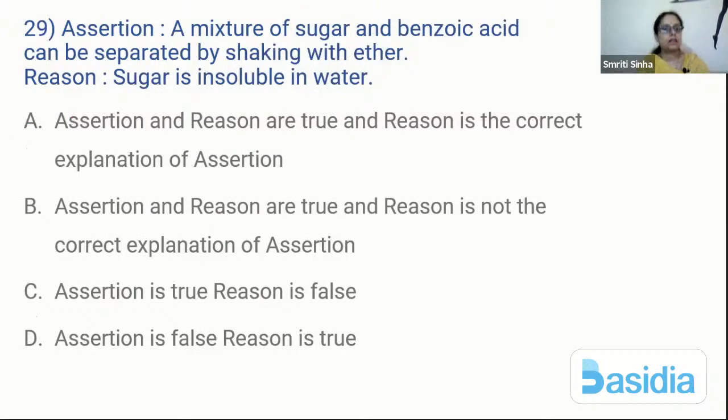Next, assertion: a mixture of sugar and benzoic acid can be separated by shaking with ether. Reason: sugar is insoluble in water. Obviously, reason is wrong. You all know that sugar is soluble in water, correct? So reason is wrong, but assertion is correct. Why? Because benzoic acid can dissolve in ether and it can go out in ether easily, leaving behind the sugar.